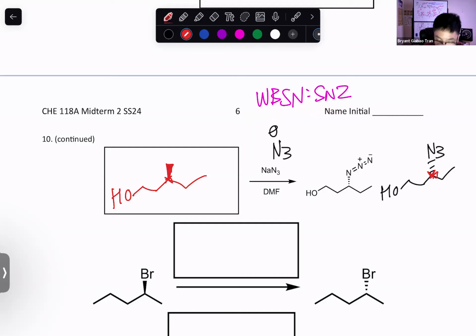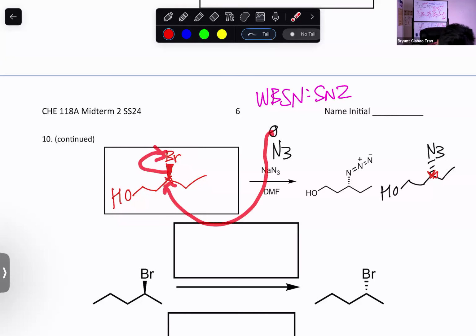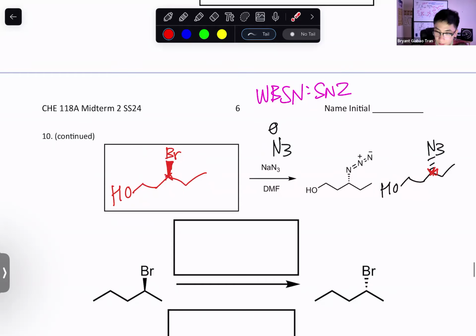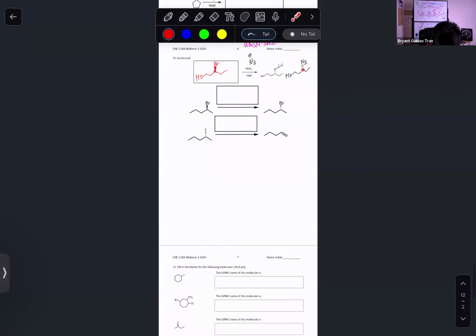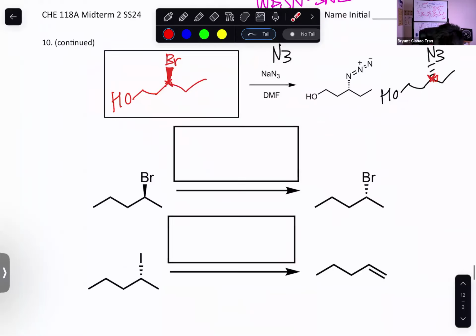It could be Br, chlorine, OMs, OTs, OTf, any good leaving group that you choose. I'm going to choose bromine, right? You could choose chlorine, you could choose OMs, OTs, iodine, doesn't matter, any good leaving group, right? Where this N3 minus would just come in, attack that electrophile, and kick that out to get that product right there. Does that make sense so far? Any questions on this one? Okay. Yeah, so let's move on to this one and then the Fischer projection problem.